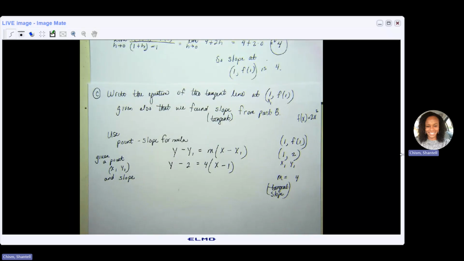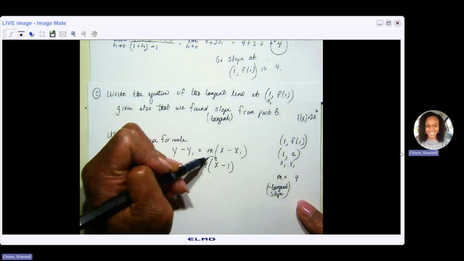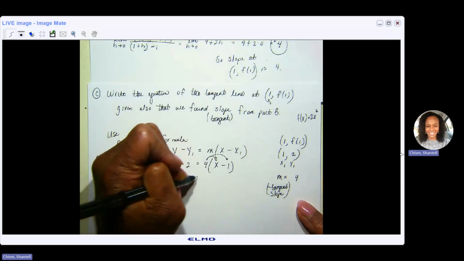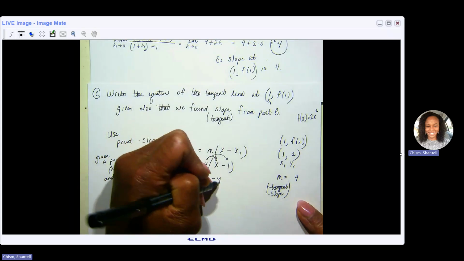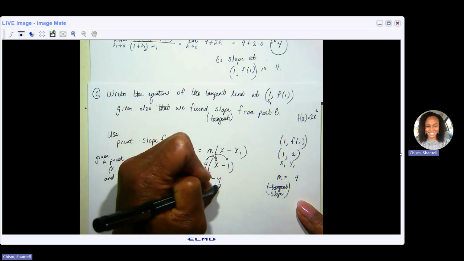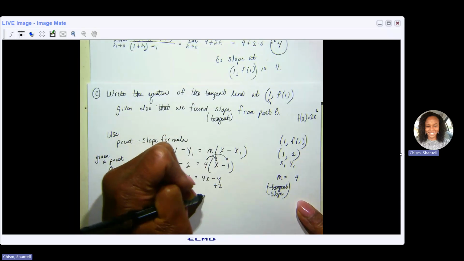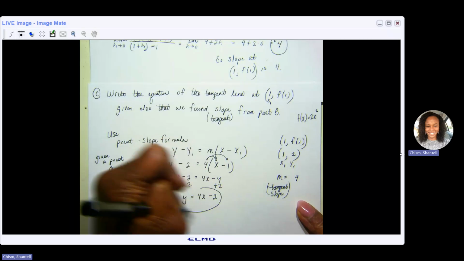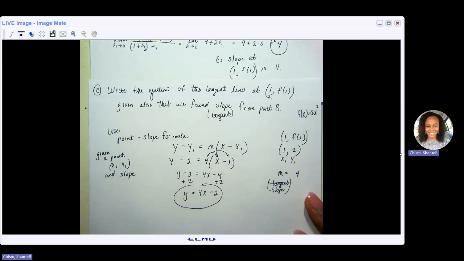Now, they may accept it in this form, but depending on the question, they may ask you to go ahead and clean it up, simplify it, and put it in y equals mx plus b form. And that's just where you get the y by itself. So doing that, I would need to get rid of the parentheses. So I have y minus 2 equals 4x minus 4. And then I'm going to add 2 to both sides. So y equals 4x minus 2. And there's my equation. There's my part C.